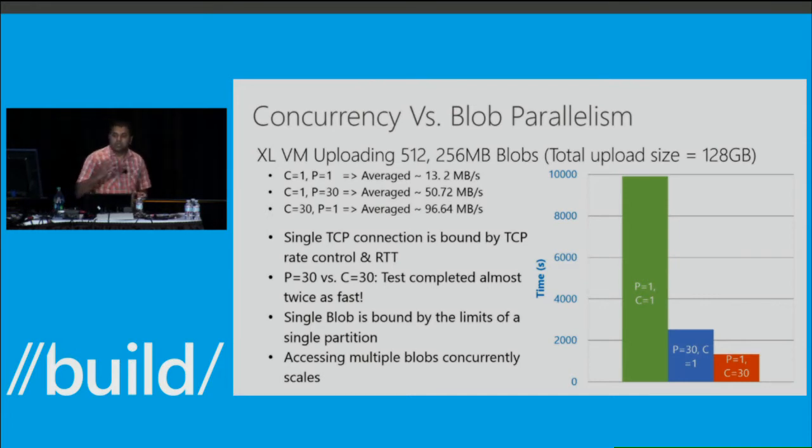And so the test completed almost twice as fast, and single blob, as I said, is bound by a single partition server, and that's why I just got about 51 megabytes per second, whereas multiple blobs kind of saturated the NIC on my Excel VM.